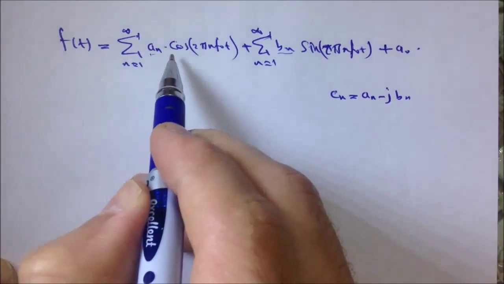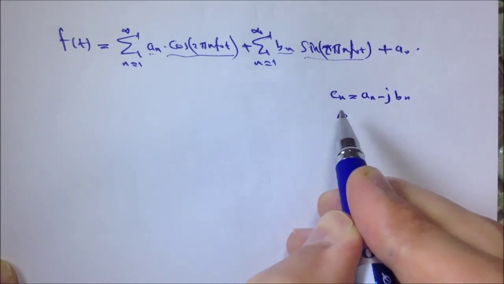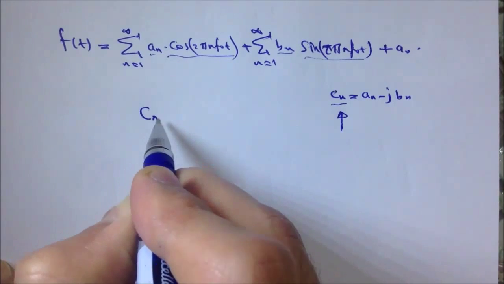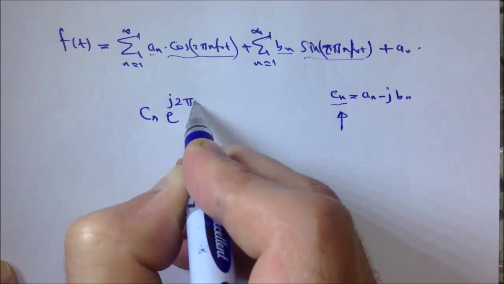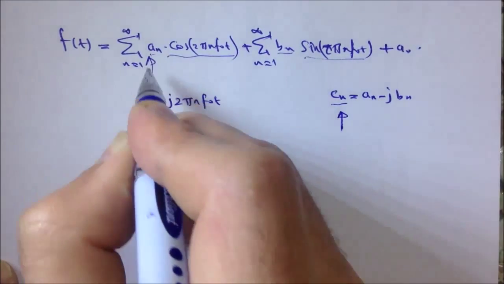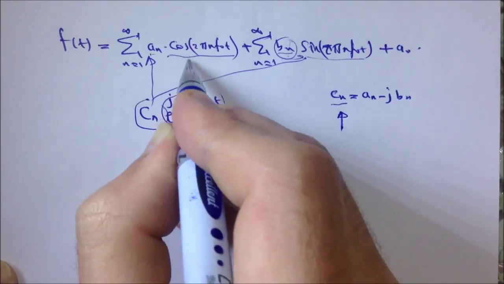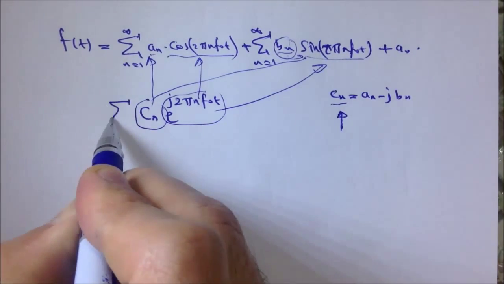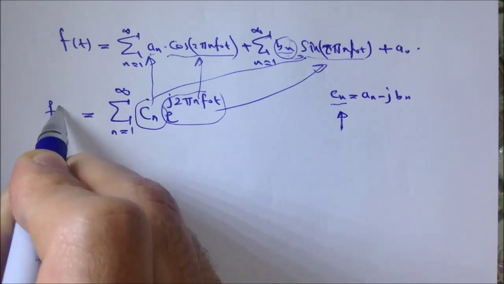So the magnitudes of the cosinusoid and sinusoid components are encoded somehow inside c sub n. What I'm going to do is multiply c sub n by a complex exponential e to the j 2 pi n f naught t. Since c sub n includes a sub n and b sub n, and e to the j 2 pi n f naught t includes cosine 2 pi n f naught t and sine 2 pi n f naught t, I'm going to sum this from n equals 1 to infinity, and let's check if this really equals f of t.